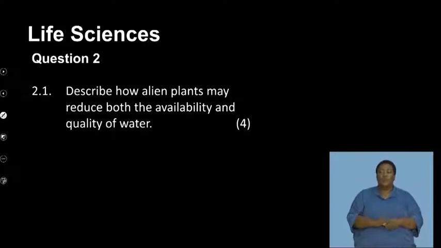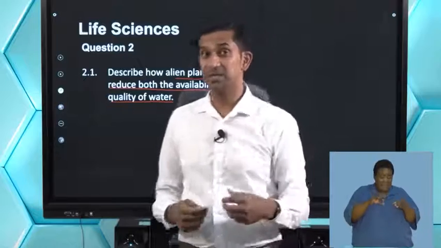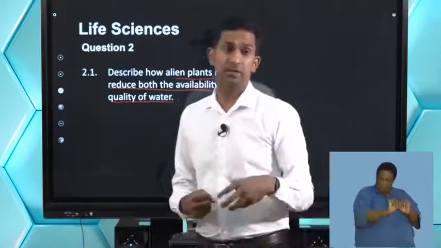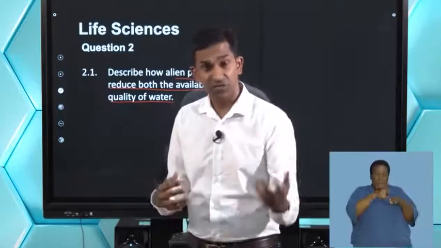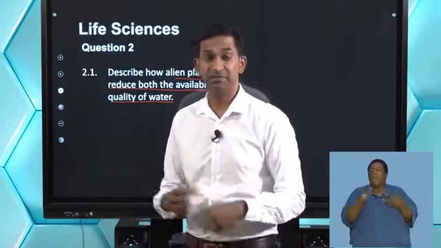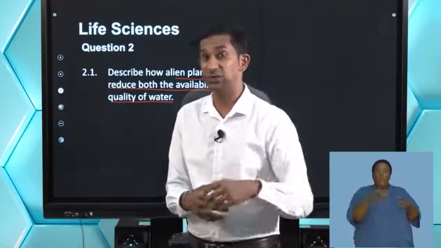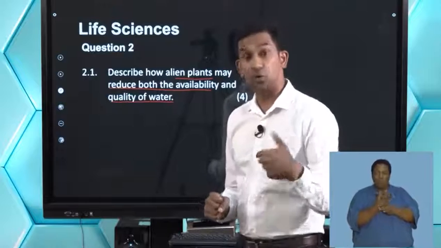Great. Okay. So the next question, describe how alien plants may reduce both the availability and the quality of water. Now guys, as I discussed early on, I mentioned that alien plants are plants that are not indigenous to an area. And so these plants are brought in by different people into an environment that is not natural to them. Often it's carried by people that have settled into an area, either intentionally by bringing plants or accidentally through seeds. And those plants established in an area where they can grow much easier.